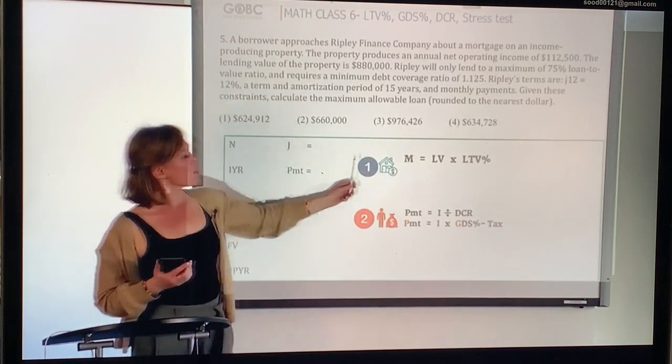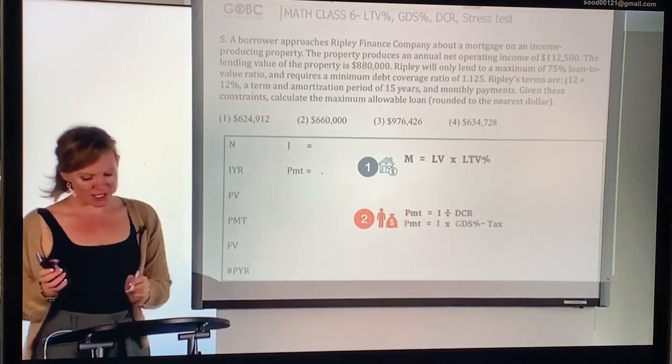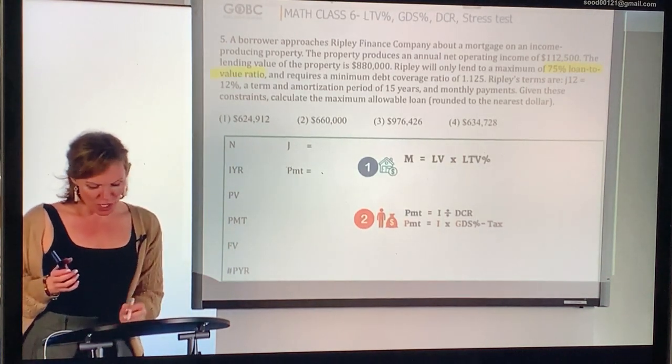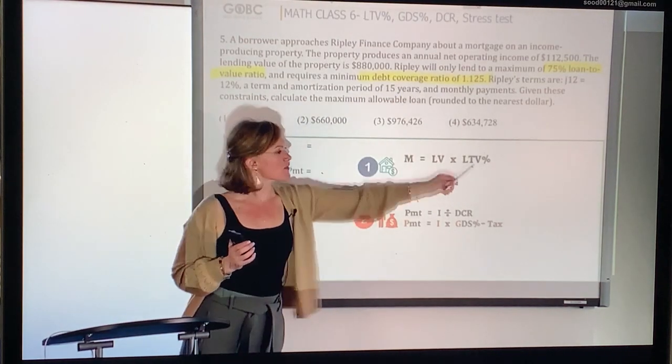Okay, so do we have enough information for step number 1? Do we have a loan-to-value ratio? Do we have a percentage? Yes, we do. In here, we have a 75% loan-to-value ratio, okay? We have a debt coverage ratio as a small number, 1.125. Do you see this? So that's the commercial side. But let's finish this step number 1.